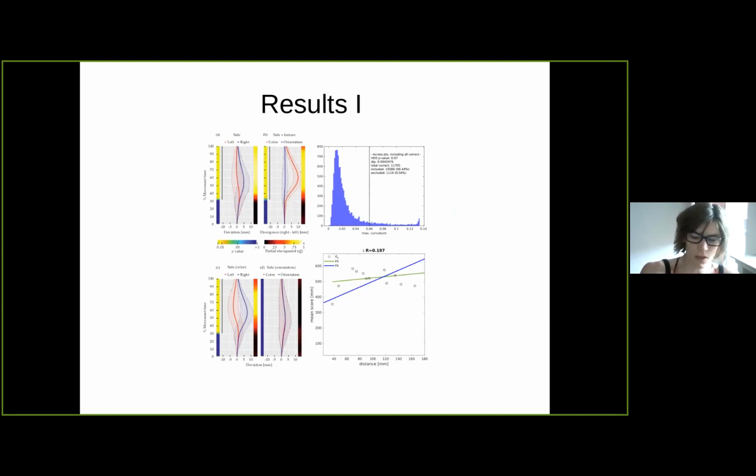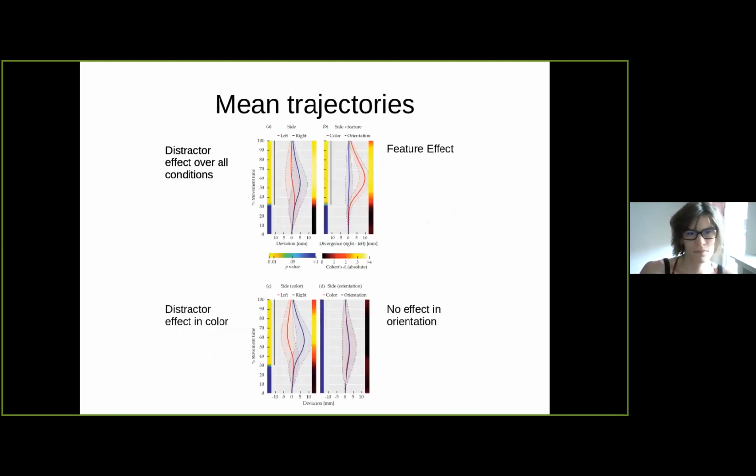So let's look at the results. If we take the mean trajectories over all conditions and all target positions, and then separate them for distractors that lie to the left of the direct path or to the right of the direct path, we can plot them, normalize them over time. So the movement time is here on the y-axis, and on the x-axis you have the deviation from the direct path.